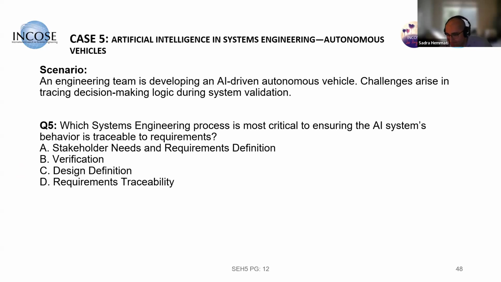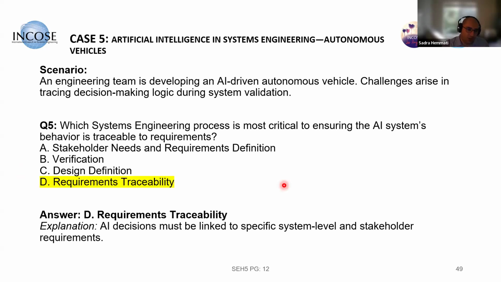Two Ds. And there we go. Yes, it's about requirements traceability, functional allocation, who does what. AI decisions must be linked to specific system-level and stakeholder requirements. So that's kind of the point.